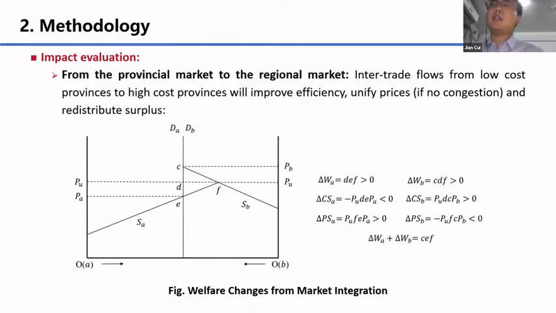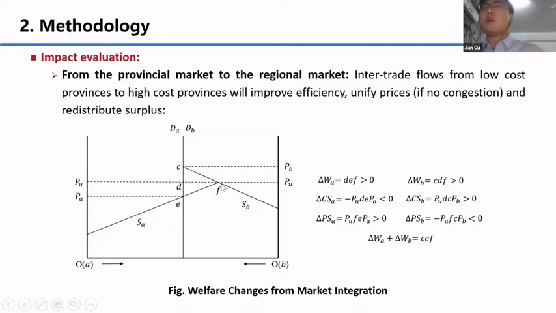And here we show the market integration impact on the welfare change. On the left is province A, and on the right is province B. Province B has a higher supply curve, and province A has a lower supply curve. The interprovincial trade flows from the low-cost province to the high-cost province will improve the efficiency and lead to a unified price. The total welfare gain from the market integration is the area CEF.